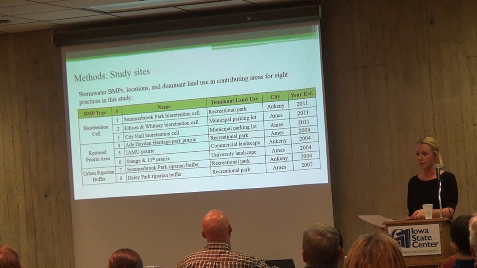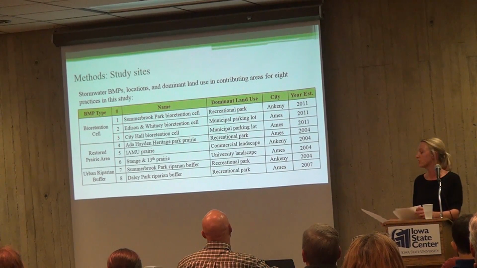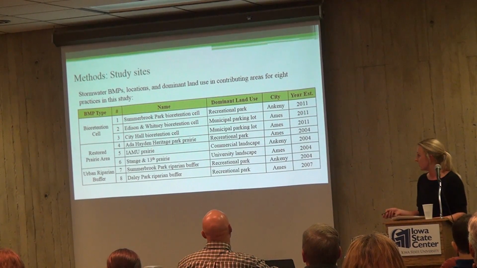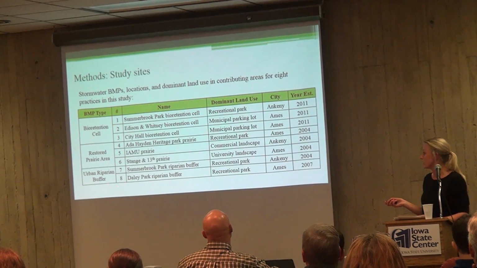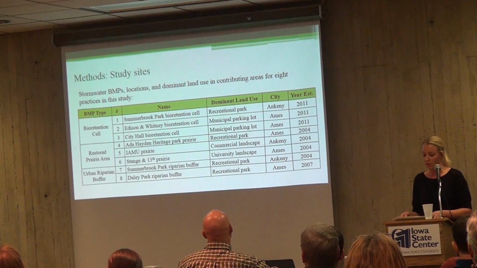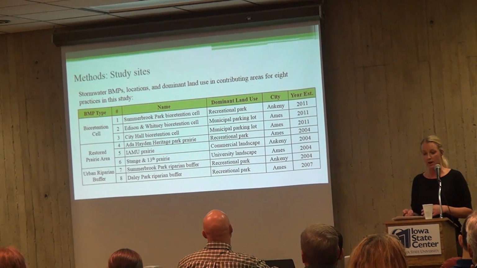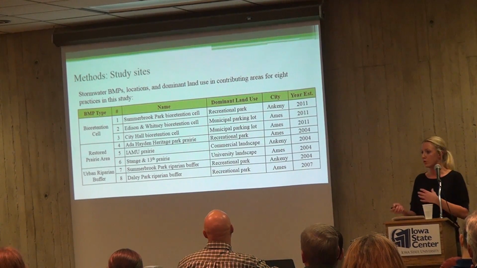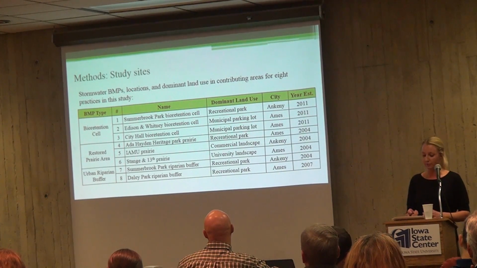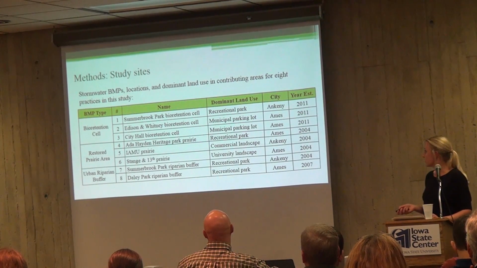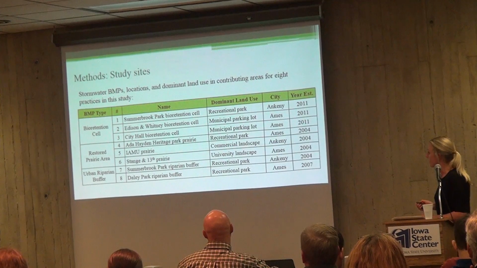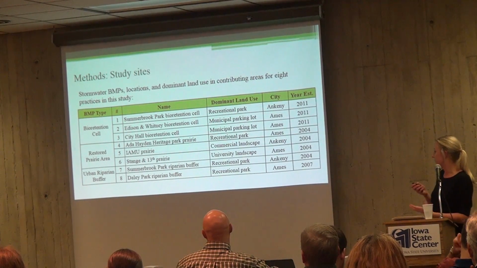So based on availability and years of establishment, we were able to select 3 bioretention cells, 3 restored prairie areas, and 2 urban riparian buffers, so a total of 8 sites. All of our locations were within the city boundaries of Ames or Ankeny, Iowa, in either a commercial, municipal, or recreational zone. The bioretention cells were created in 2011, and the restored prairie areas and urban riparian buffers were created by at least 2007.